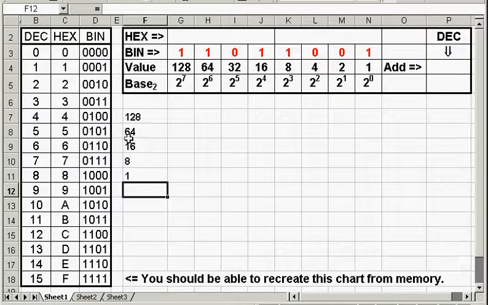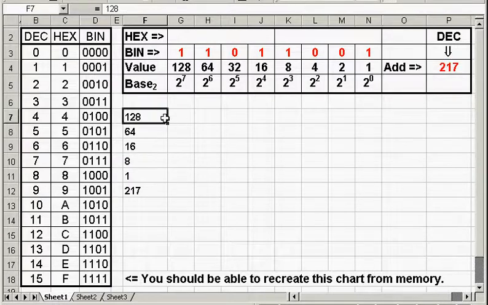And then we simply add all of these numbers together. 128 plus 64 plus 16 plus 8 plus 1 equals 217. So our decimal number for the binary number 11011001 is 217. And the chart is showing you this. That's what this add here means. You add the values of wherever a 1 appears, and you'll get the decimal number that's associated with it.